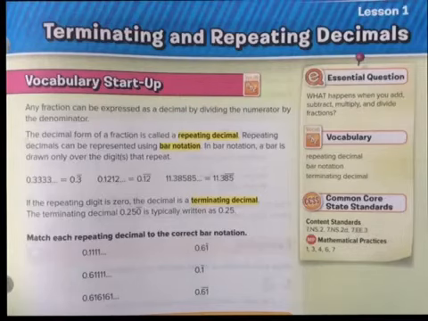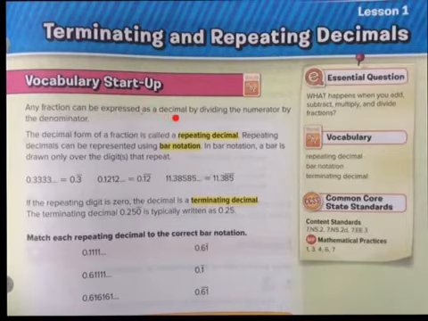If you go ahead and turn to page 263, Lesson 1, terminating and repeating decimals. Well, let's start with what is terminating and repeating. Well, terminating, if you know the word terminate, means to end, right? And repeating, obviously, means to do over, okay, to repeat again.